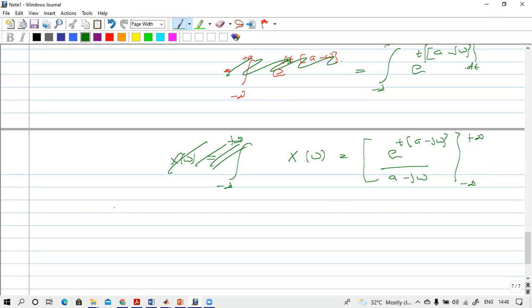Here you will see that if we consider the e^(at) signal, it is just like this. Just now we have seen it. Here at minus infinity it is 0, and at plus infinity it is infinity.